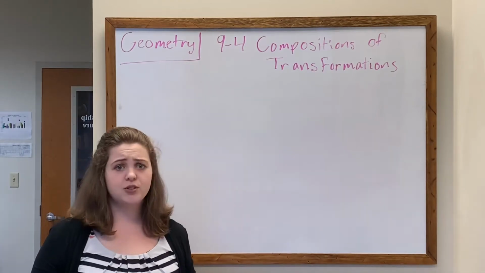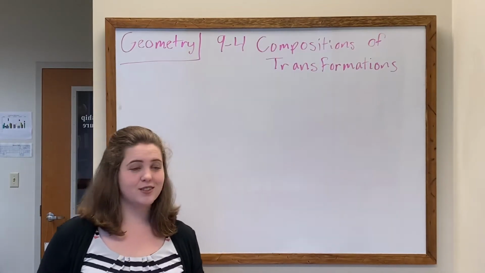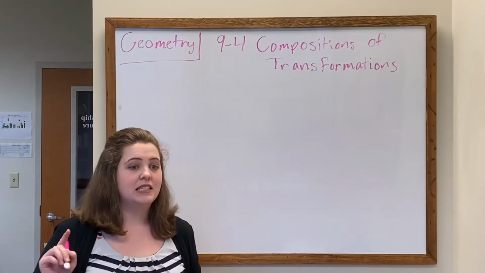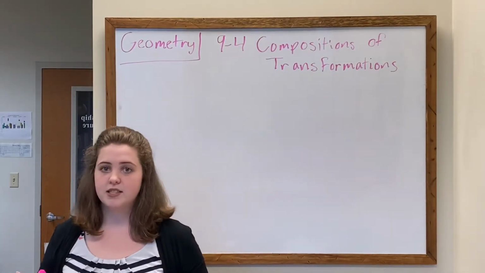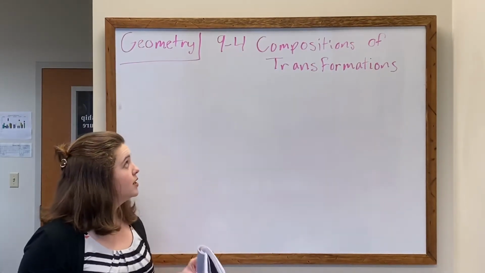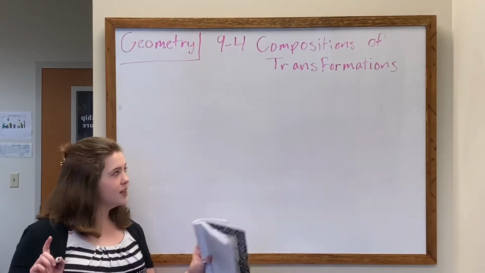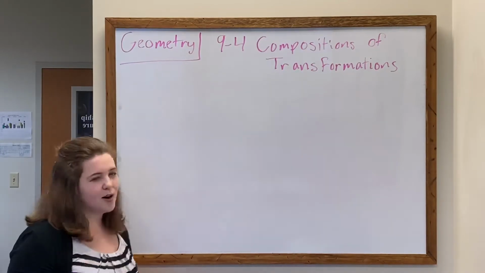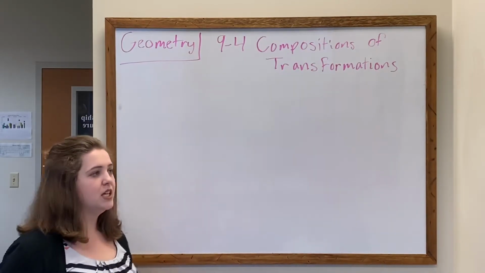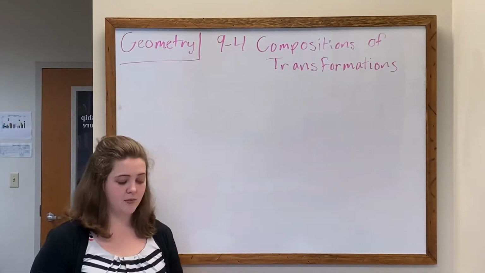The last few sections in this chapter have been different kinds of transformations. If you remember, we did reflections, and then we did translations, and then we did rotations. Today we're going to talk about compositions of transformations. You could almost think of a compound transformation. We're doing two transformations at once instead of just one at a time like we have been doing.